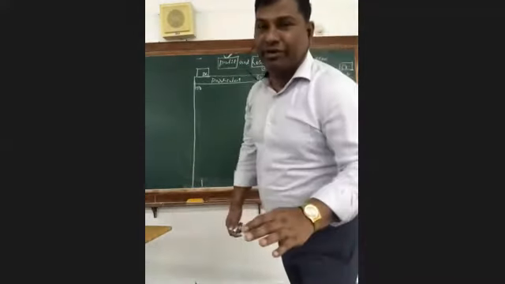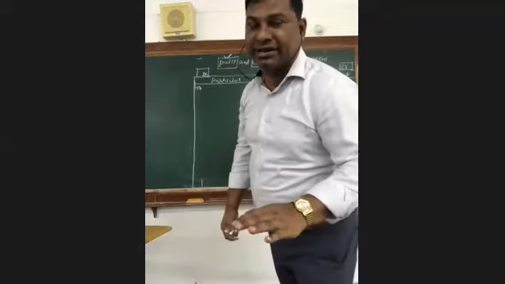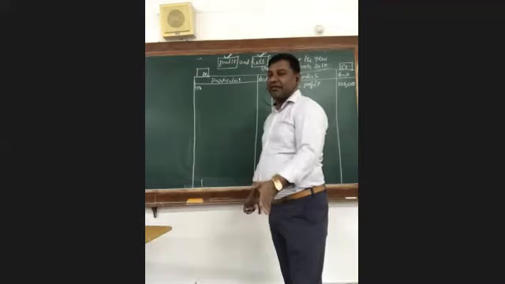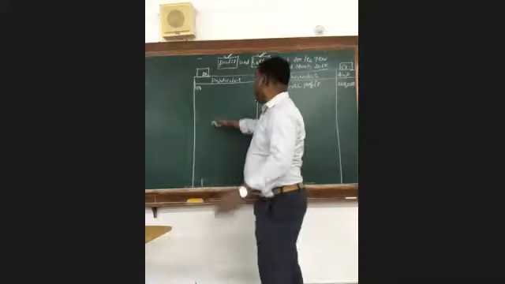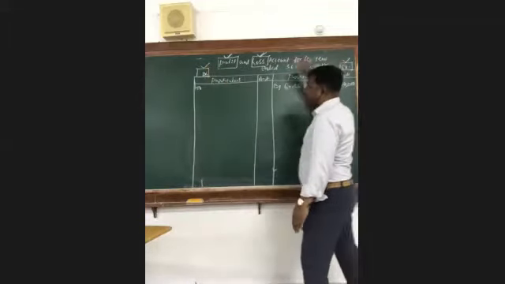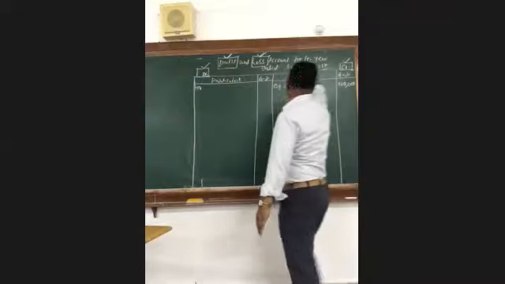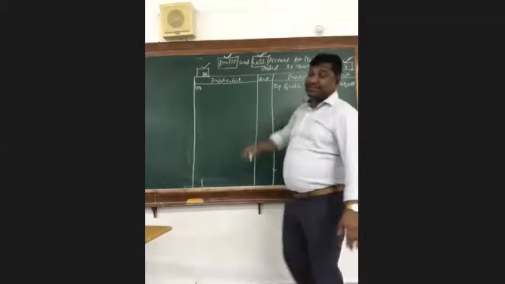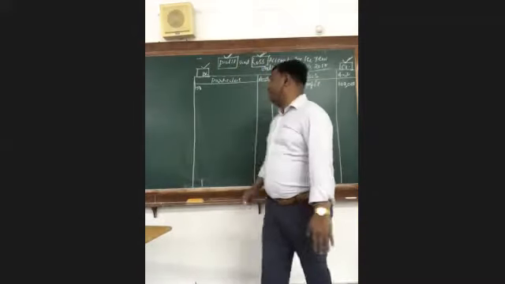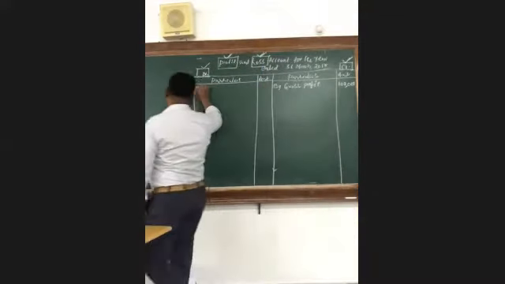And what about the rule for real account? Debit what comes in, credit what goes out. That's for assets. The nominal account, the last one, is debit all expenses and credit all incomes. This is the rule you have to apply now for this problem. So let's begin with that.